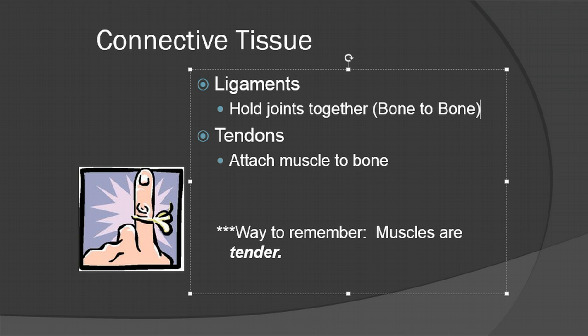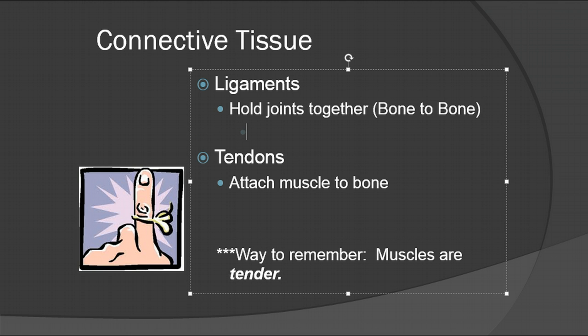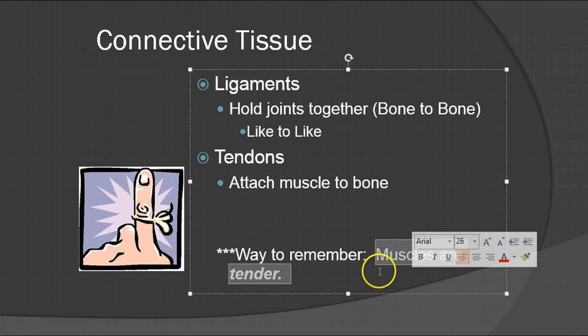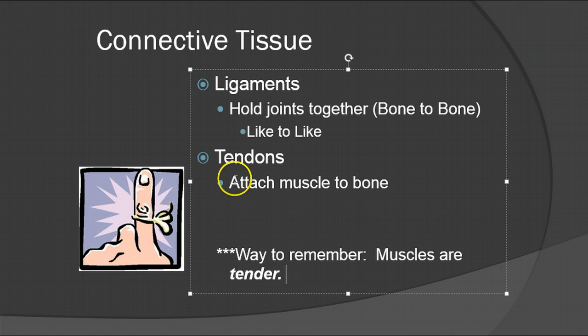The way I used to remember this was, I would say for ligaments, "like to like." I don't know why that stuck with me, but it helped me remember that these were bone to bone. And for tendons, you're attaching muscle to bone. You can also use another tip here: remember that muscles are tender. So tendons attach muscles to bone, and ligaments attach bone to bone.